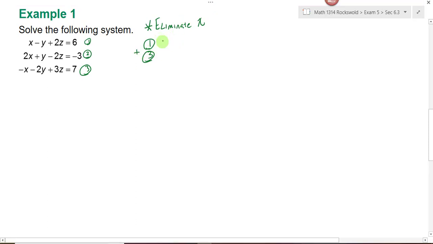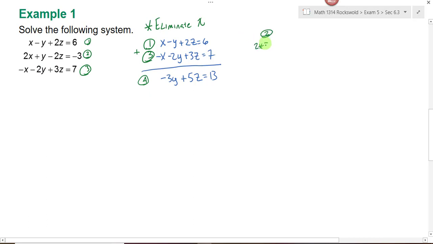And when I do, I have x minus y plus 2z equals 6, and negative x minus 2y plus 3z equals 7. When I add these two equations together, I get negative 3y plus 5z equals 13. This is a new equation, and just for organizational purposes, I'm going to call this equation 4. Then I'm going to use equation 3 with equation 2. So that means that I need to multiply equation 3 by 2 in order to eliminate the x's. So I'm going to have equation 2 plus 2 times equation 3.